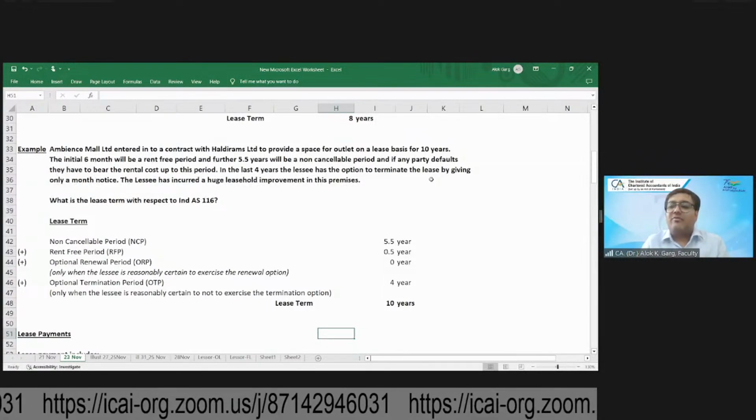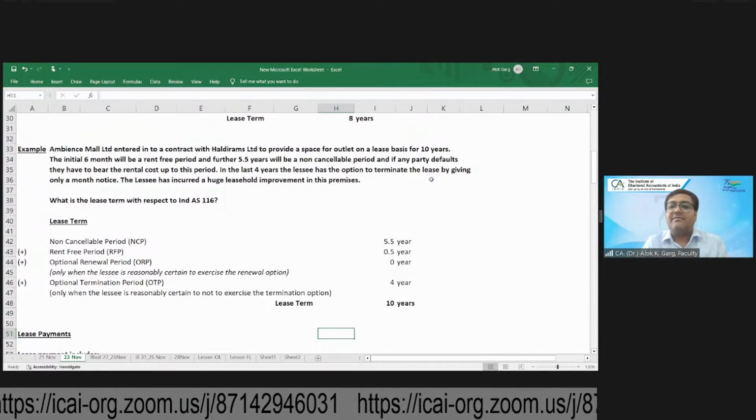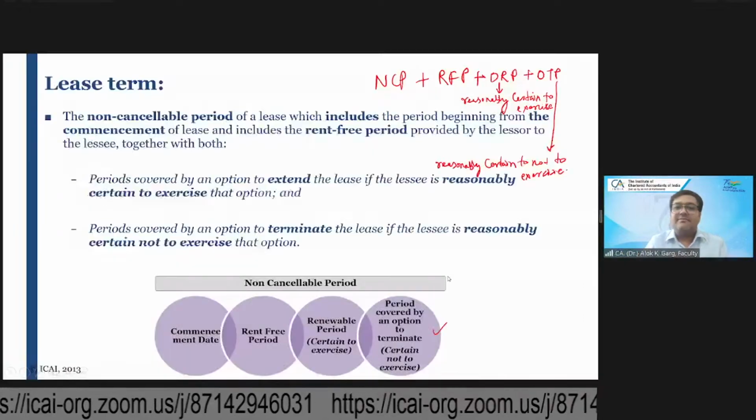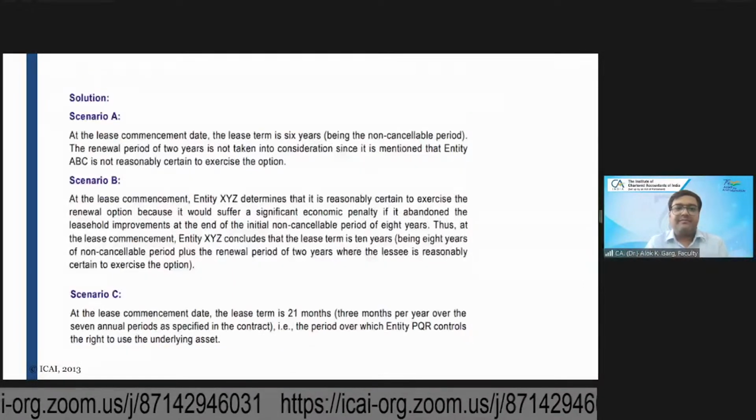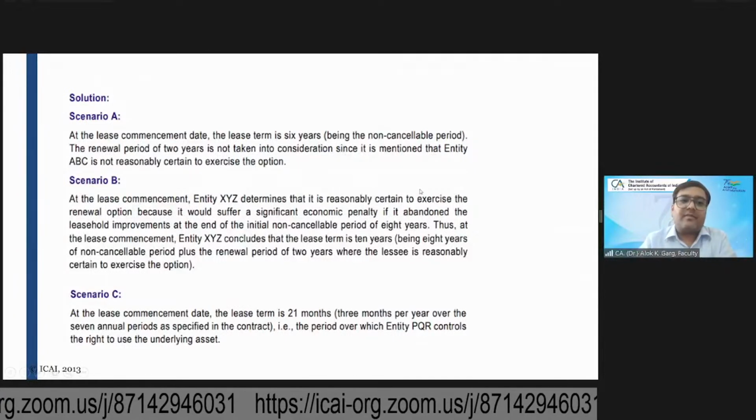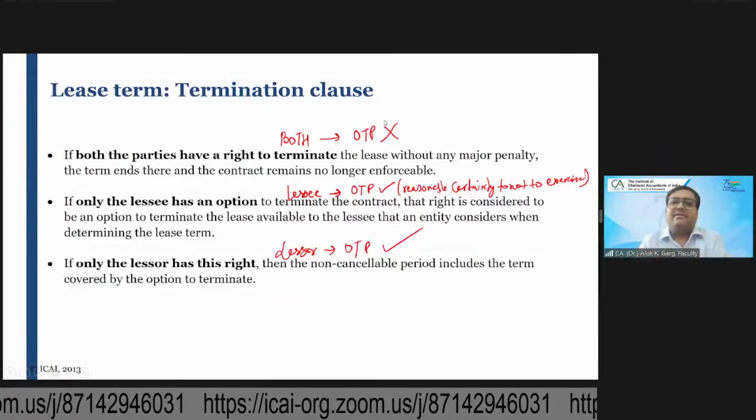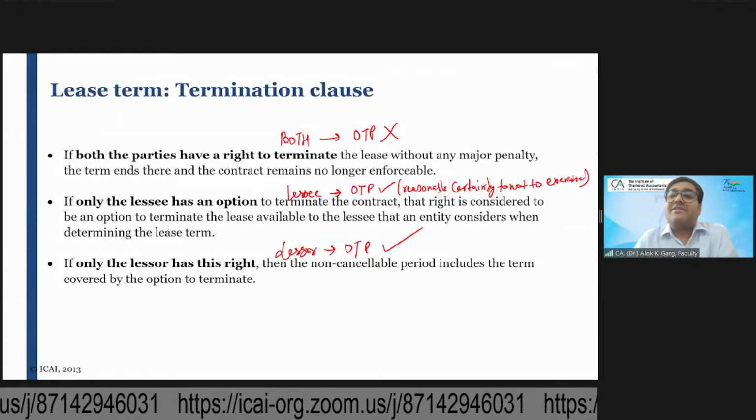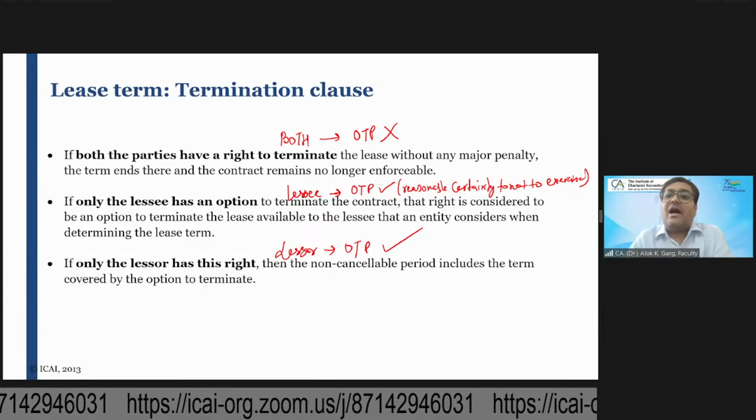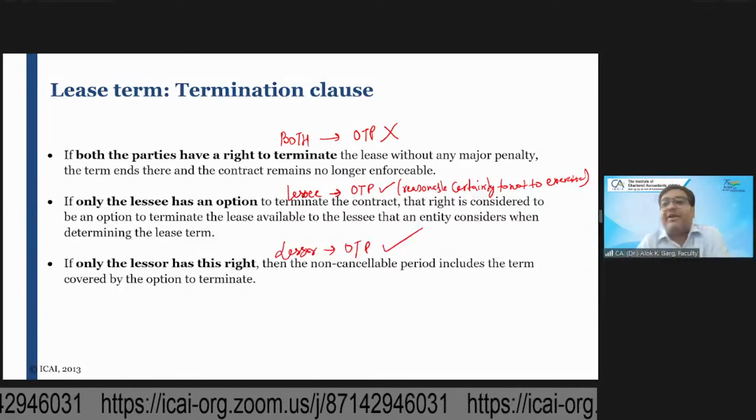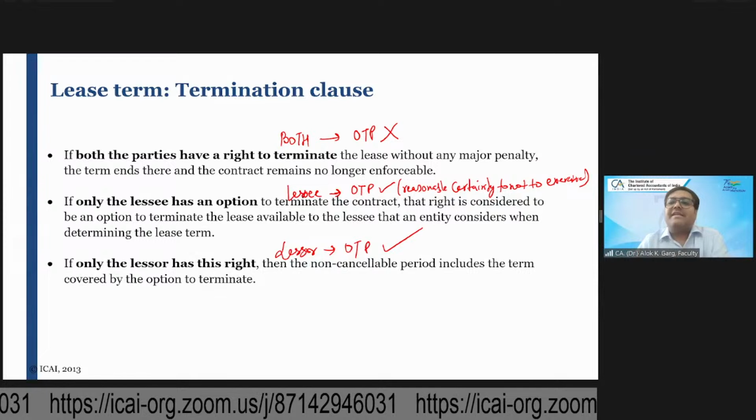Hence, we talked about the lease term as well. Correct? We talked about the lease term. We understood the lease term, right? And we have covered all these aspects of lease term. Now, friend, we will discuss if there is a termination clause which is given in the lease term, how this termination clause will be interpreted. In many contracts, both the parties have a right to terminate.